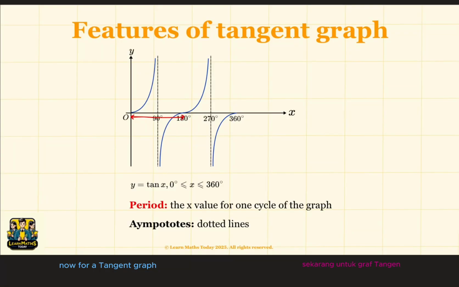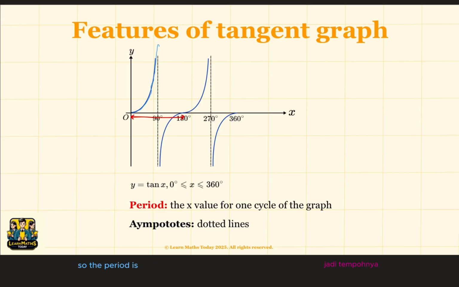Now, a tangent graph is a bit different. The features of a tangent graph are just the period and the asymptote. Tangent graphs do not have an amplitude because they go on all the way to infinity, and it does not touch the amplitude.